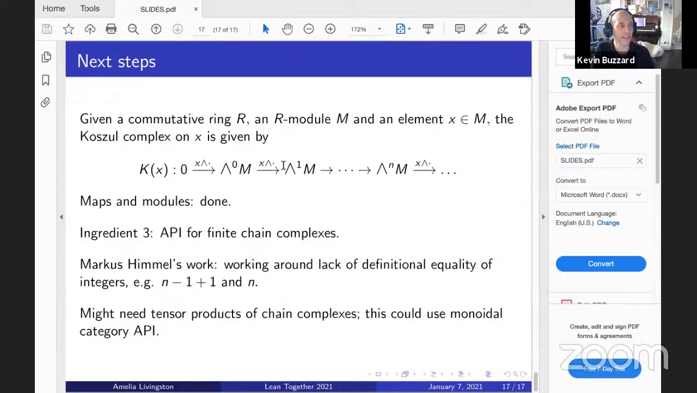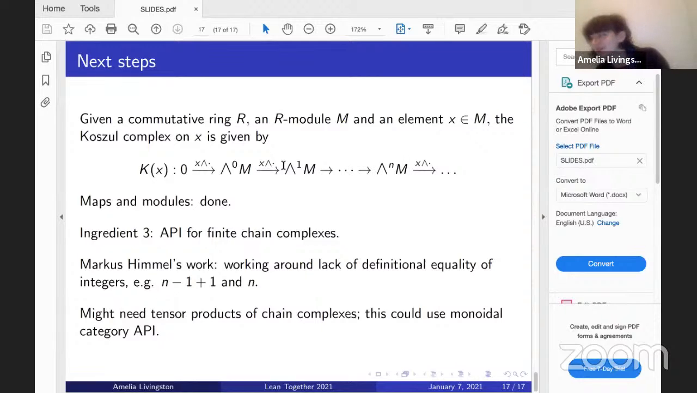Aha. This is somehow Mario's trick. Did you make it as a sigma type? No, I used a direct sum, so it's like DFinsupp, whatever.